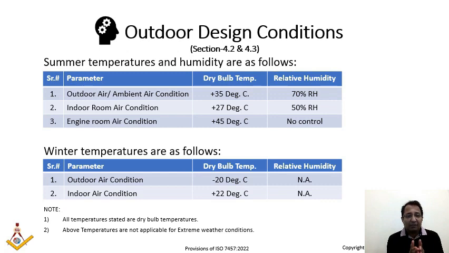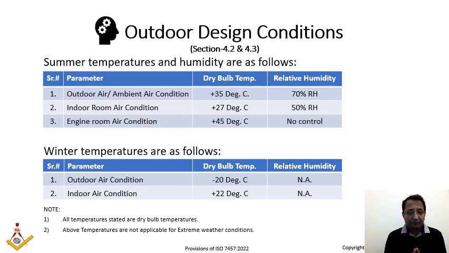So this section says the summer temperature and humidities are as follows. The outdoor ambient condition for summer is plus 35 degrees and 70% RH, which you need to take. Then the indoor room condition is 27 degrees Celsius and 50% RH, which needs to be maintained. Then the engine room condition. The separate engine room is where our engines are kept, and one of the shafts goes to the propulsion and moves the propeller. So this is a very important aspect.